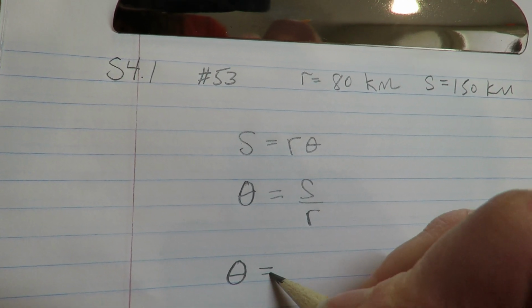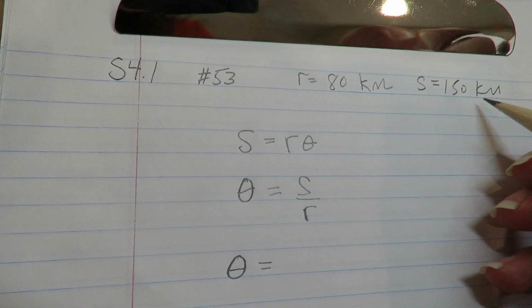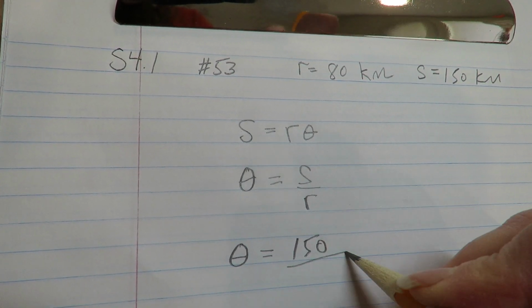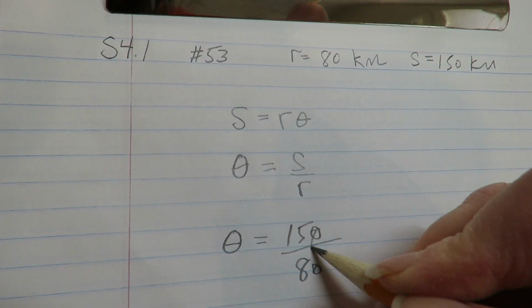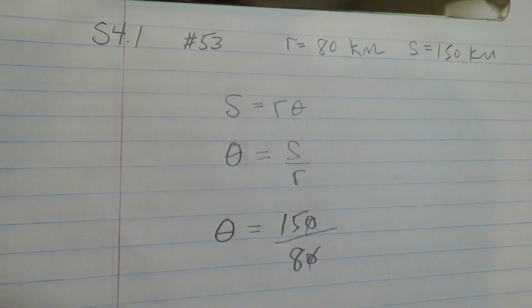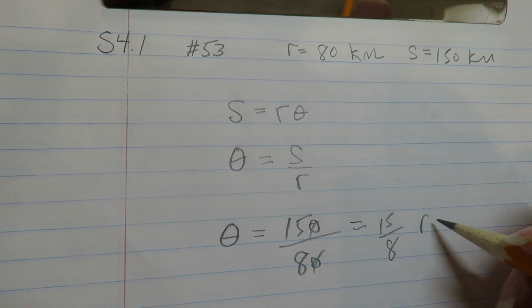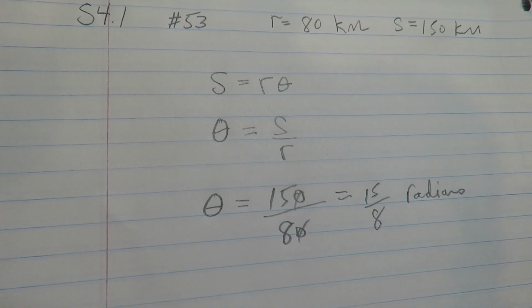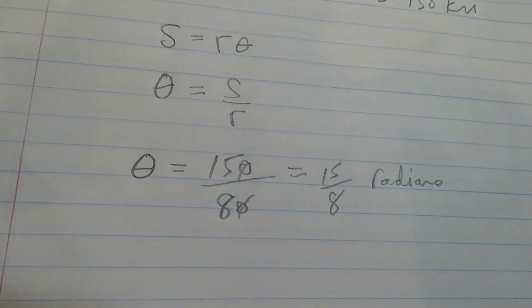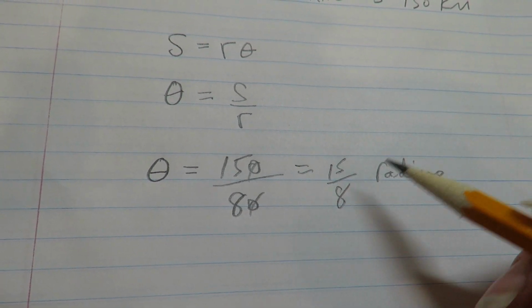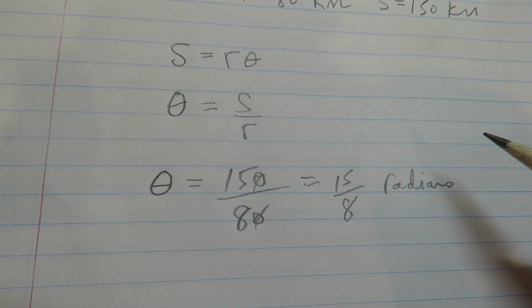All right, so theta is going to equal s, which is the arc length, which is 150 divided by 80. Let's just knock off a 0. So you can leave it as 15 over 8 radians. Radians is like our unitless unit, or you can convert it to a decimal.